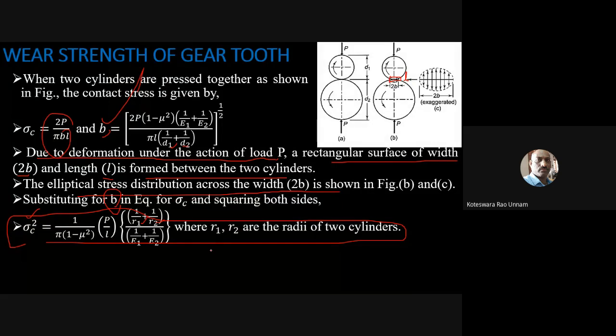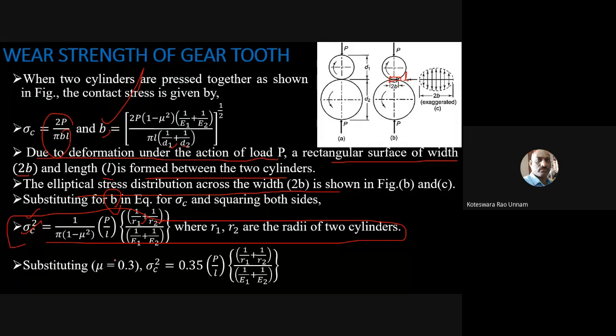But our question now is how we can use this formula for our gears. For that, we need to compare these two cylinders to our two meshing gears. Of course, if you take mu equal to 0.3, the term 1 by pi into 1 minus mu square comes out as 0.5. So that's what he has given.